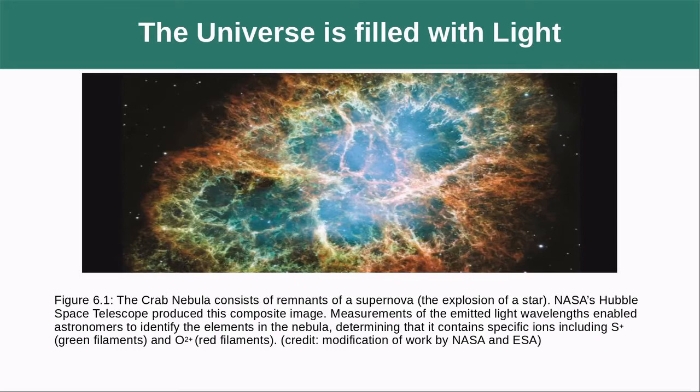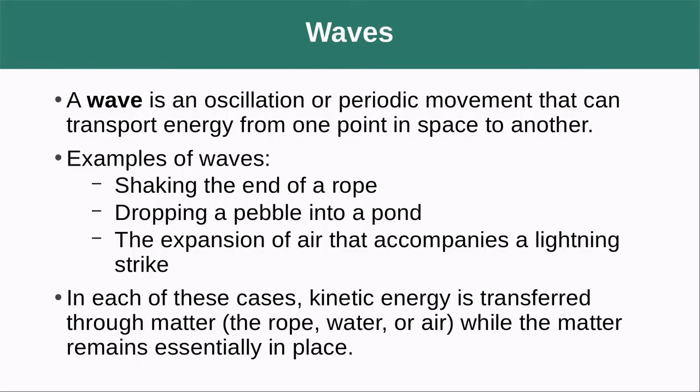So sulfur cations produce those green filaments that you see, and the red filaments are produced by oxygen cations. So by analyzing the light coming off the nebula, we get an idea of what its elemental composition is. So let's jump into this.